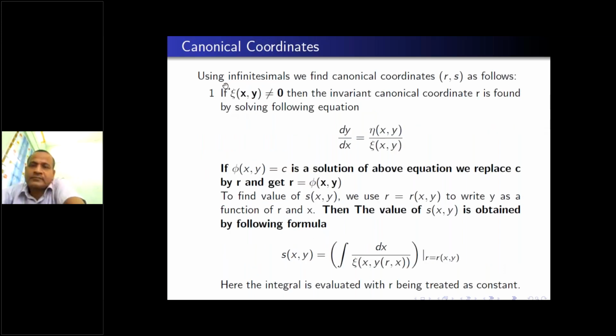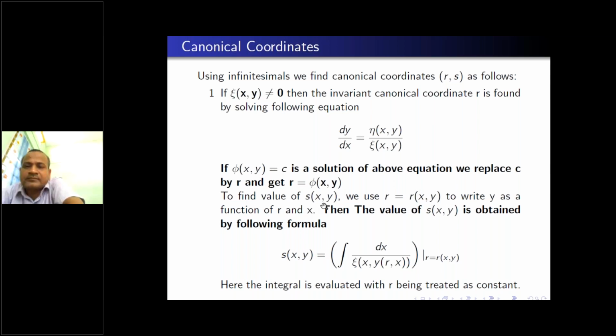Now, once the infinitesimals are found, then using them we find canonical coordinates, which are very important for us, and that are as follows. If ξ(x,y) is not equal to 0, then the invariant canonical coordinate r is found by solving the following equation: dy/dx = η(x,y)/ξ(x,y). This is an easy equation to solve, being the given differential equation. If φ(x,y) = c is a solution of the above equation, we replace c by r and get r = φ(x,y).